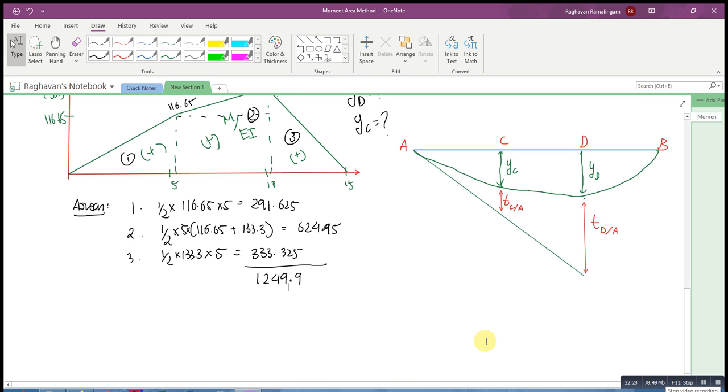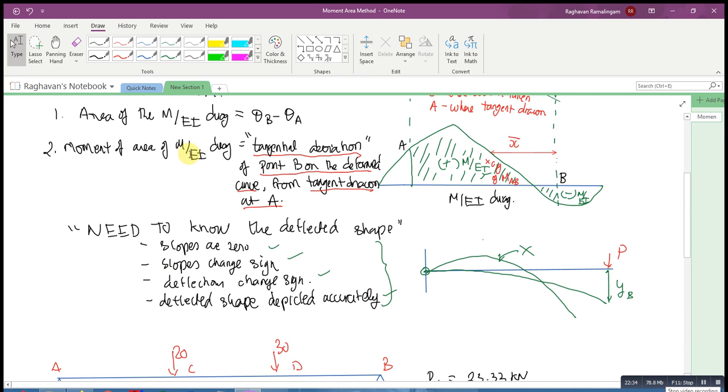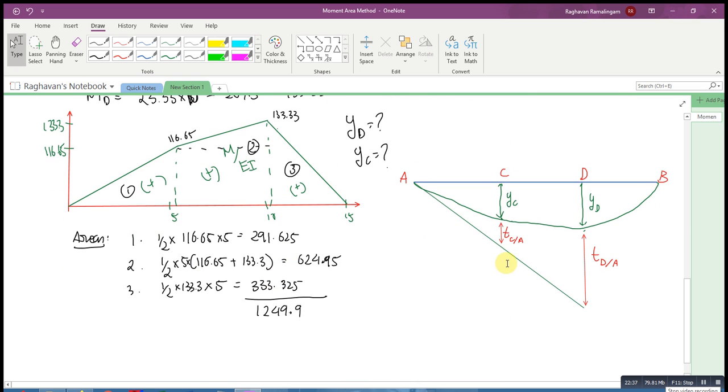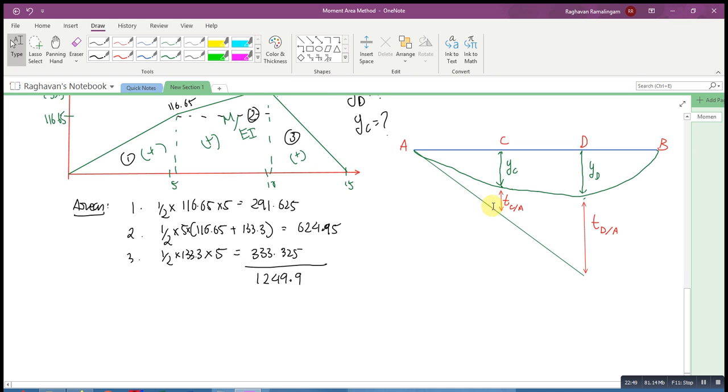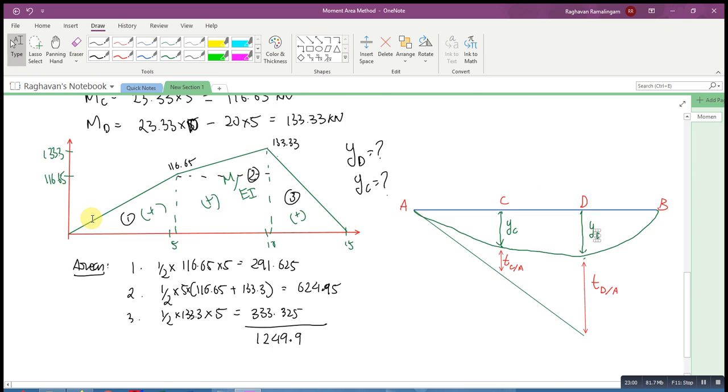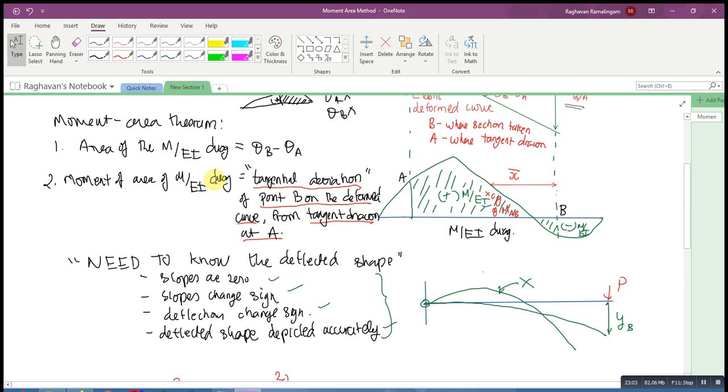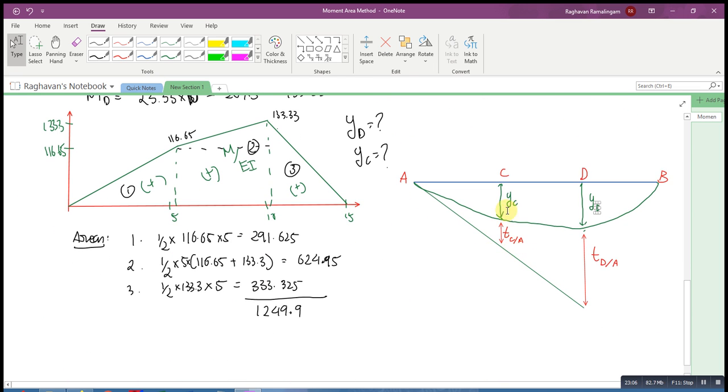We will of course require them for the slopes. Now what I want is the moment of one of these areas. Now the question is, by doing the moment of the area, I will get only TCA or TDA. I will not get YC or YD. I will neither get this by taking moment of the area of the M by EI diagram. I will only be getting the tangential deviation. I require the deflection, not the tangential deviation.